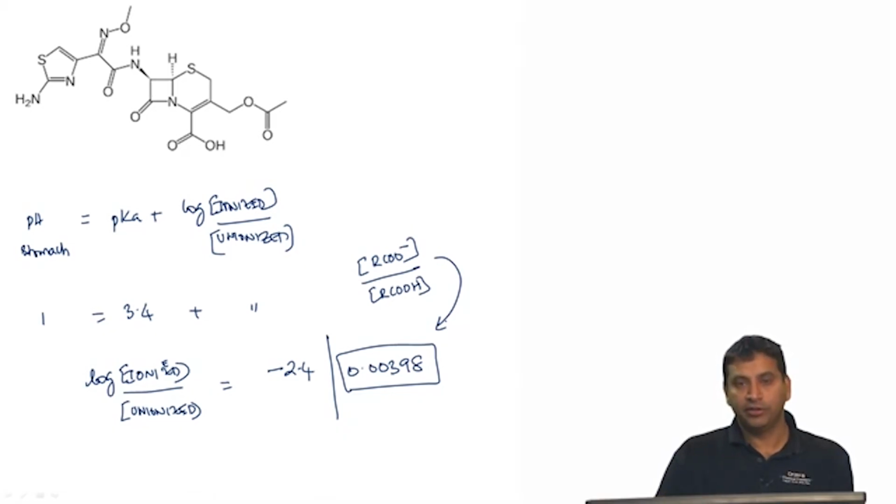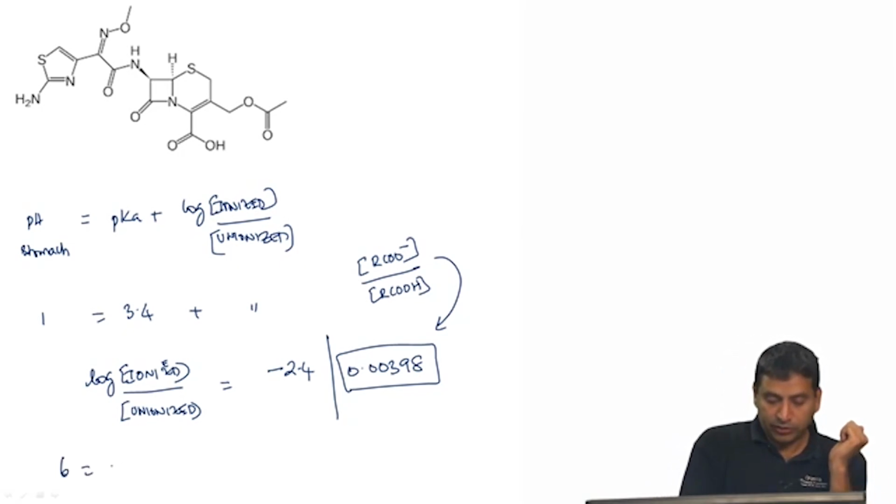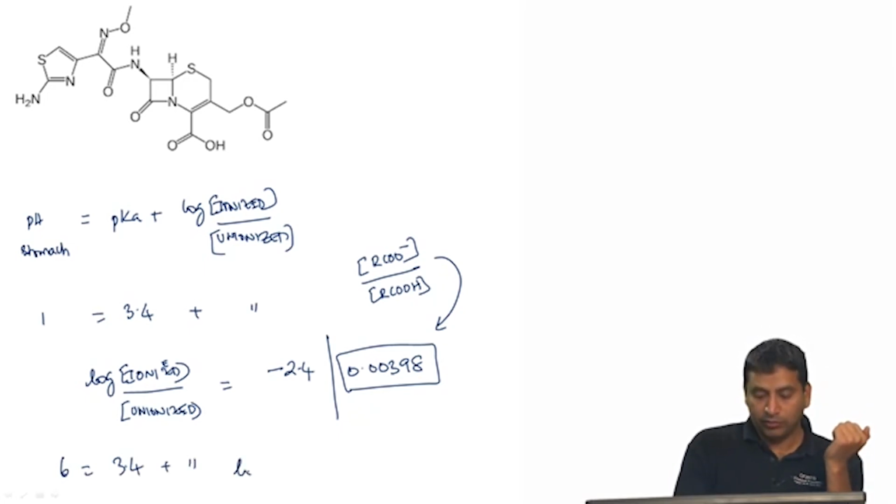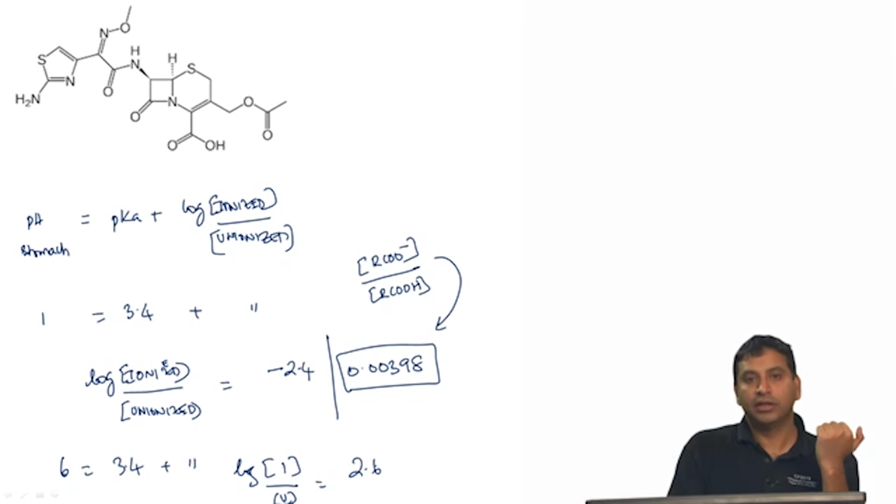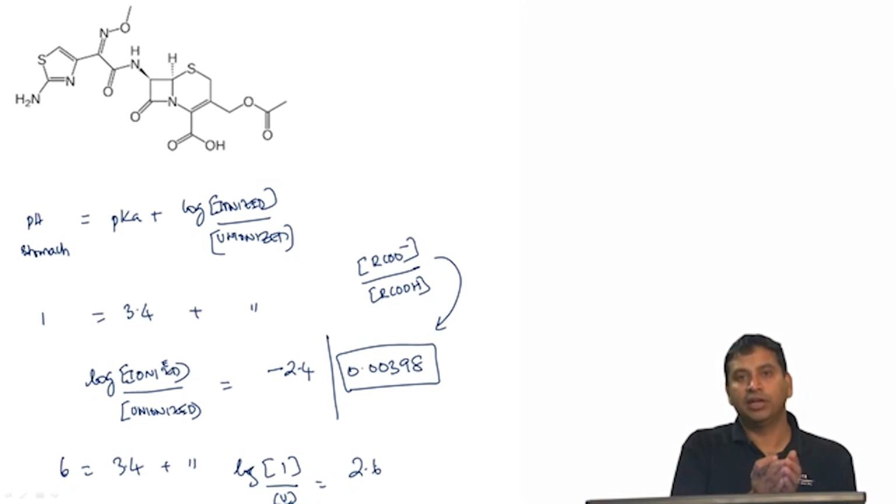If you repeat the same calculation for the intestine, you will get 6 equals 3.4 plus this log of value, and so the log value of ionized divided by unionized would be 6 minus 3.4, which would be 2.6. Okay. So, 2.6 being a positive number, what you would expect is that this is going to be a very large positive value, which means that in the pH of 6, it is going to be in the carboxylate form, that is perhaps going to be detrimental for it to be absorbed.